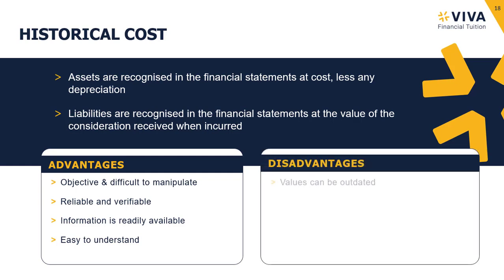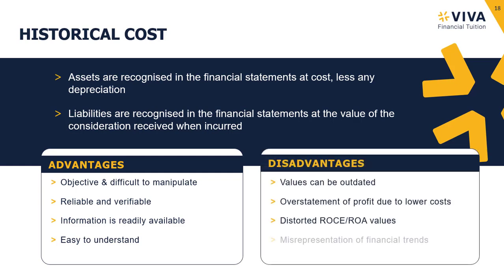It does, however, have some disadvantages as well. Just list those down on the right hand side there. The values can be outdated. Think of a building perhaps that was acquired 20 years ago that was recorded at cost minus depreciation and could actually be worth millions and millions more than it was originally purchased for in the first place. So the values can be outdated, which I suppose makes the information slightly less relevant, doesn't it? Not as useful for decision making purposes.